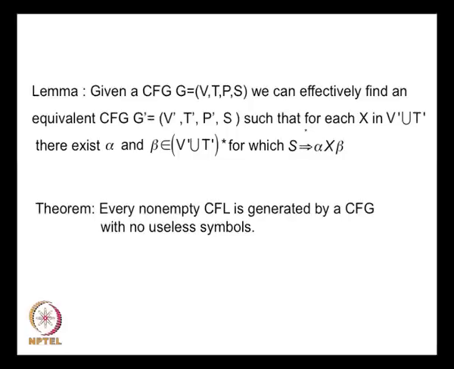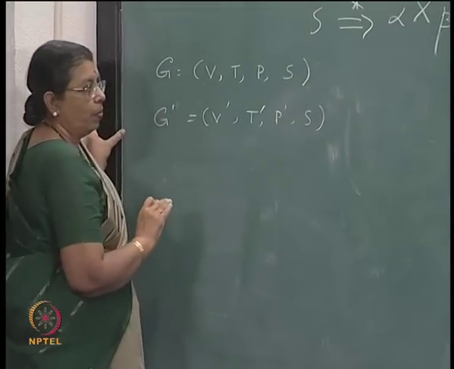So, the next thing is every non-empty context free language you can generate by a context free grammar with no useless symbol. So, you can see that both conditions should be satisfied. That is, from every non-terminal it should be possible to derive a terminal string, and every symbol should occur in a sentential form starting from the start symbol. How do you do that? We consider two lemmas actually.